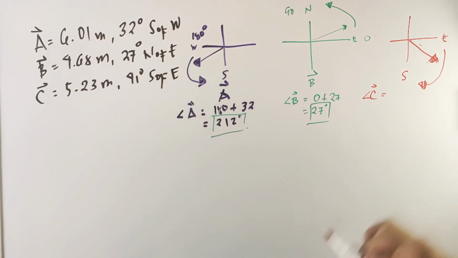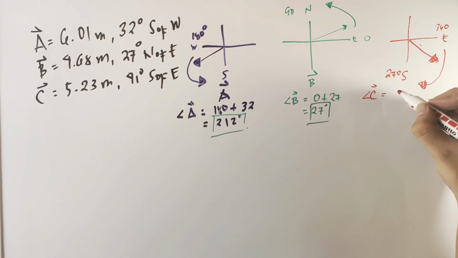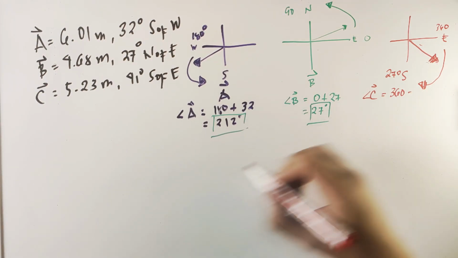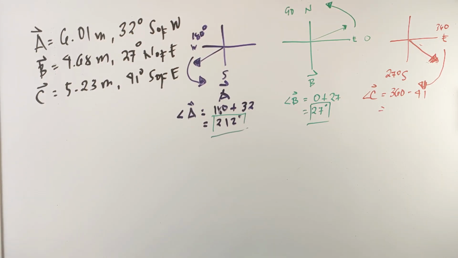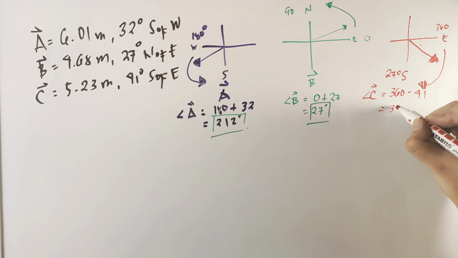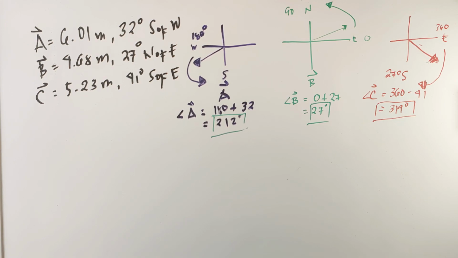So for angle of vector C, you're coming from, in this case, this is 270. Since we don't want to have negative angle, instead we're going to utilize 360. That would be a decrease, right? So that means 360 minus, what's the angle? 41. So that means our answer is 319. Okay, so this will be our new angle. If you're going to plot the table, it would be easier.